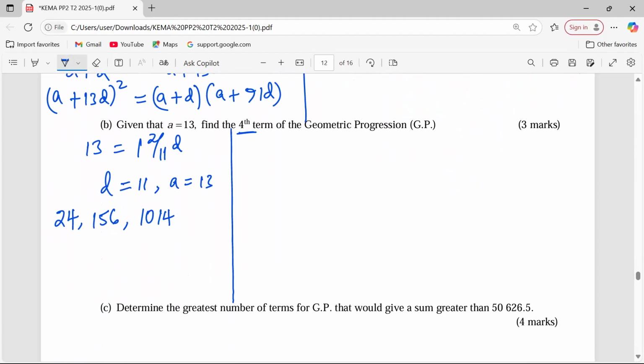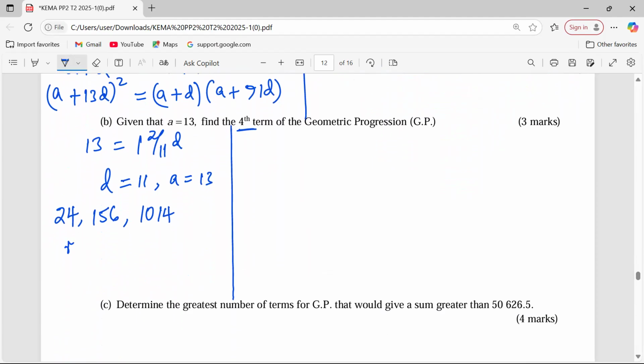Can we get the value of R? What multiplies one term for us to get the next? 156 divided by 24. Will it give us the same as 1014 out of 156? Will it give us the same? We can just confirm. 1014 over 156, I'm getting 6.5. 156 over 24, I'm getting 6.5. So the value of R is 6.5.